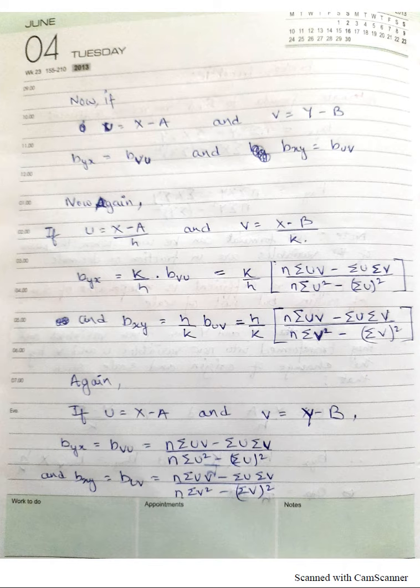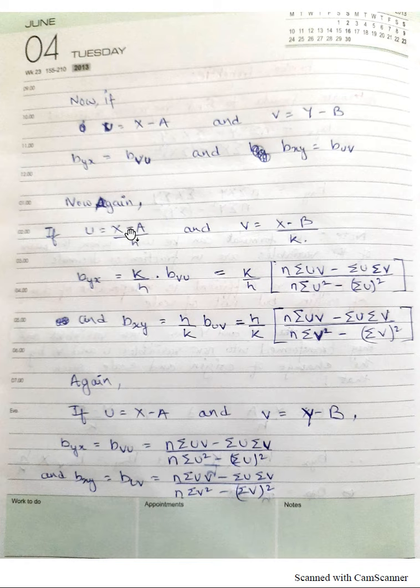Then in that case the regression coefficient of y on x will be equal to the regression coefficient of v on u, and the regression coefficient of x on y will be equal to the regression coefficient of u on v. So you can subtract a certain value from x, and you can subtract a certain value from y, and you can find the regression coefficient, and you can still get the regression coefficients byx and bxy without having to do anything at all.